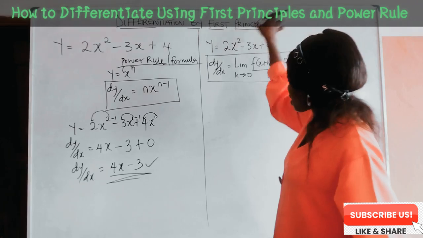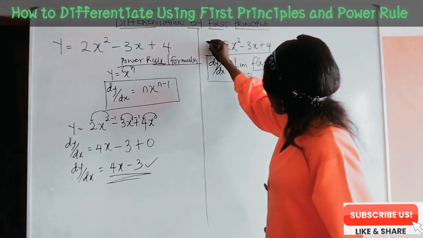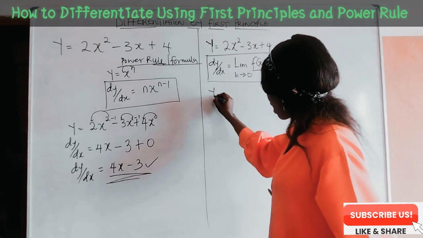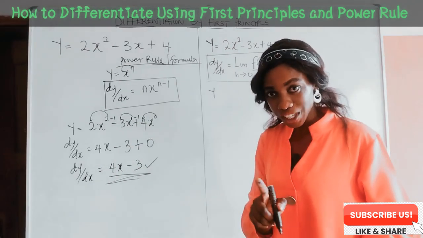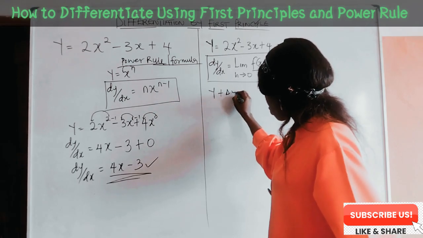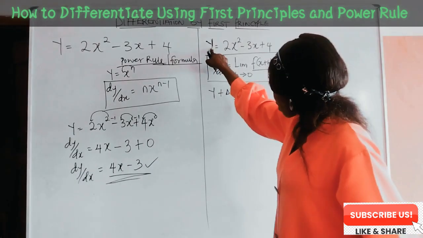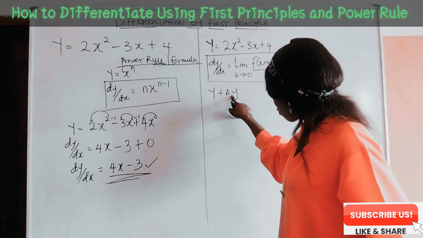How are we going to apply it here? Very simple. First of all, bring down this y, so we have y. Add the change to it. The change to this y is our change in y. So we are going to add change in y to this y. Bring down this y, add change of y to it.